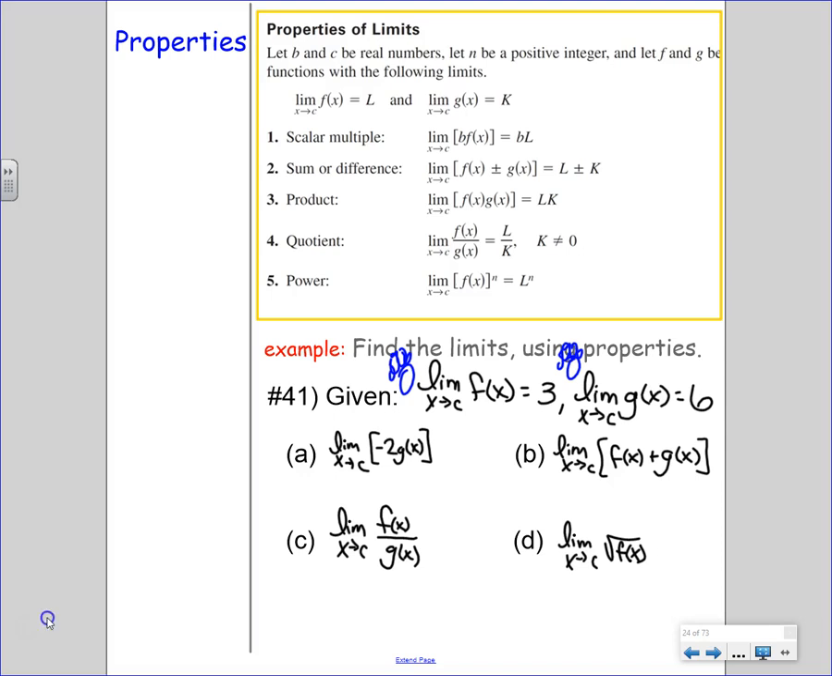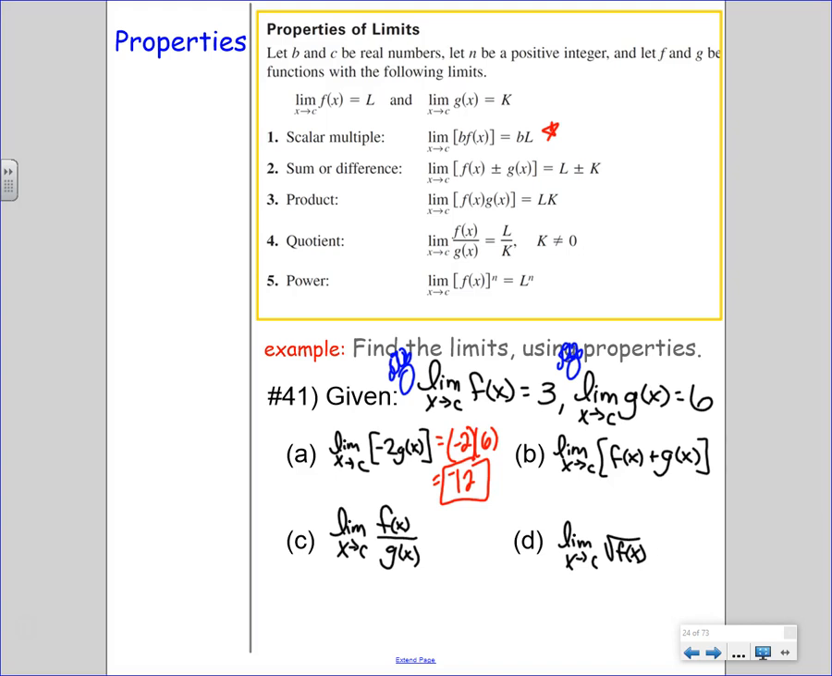If I need to know the limit as x approaches c of -2 g of x, this would be called a scalar multiple from our previous experience with vectors. Scalar multiple, a constant or a scalar being multiplied by, that's right here. Scalar multiple says, oh, this is easy. Just take the constant and multiply it by the limit of your function. So who's the limit of the function in this one that I should multiply -2 by? 6. Good. So the final answer is just -12. Easy.